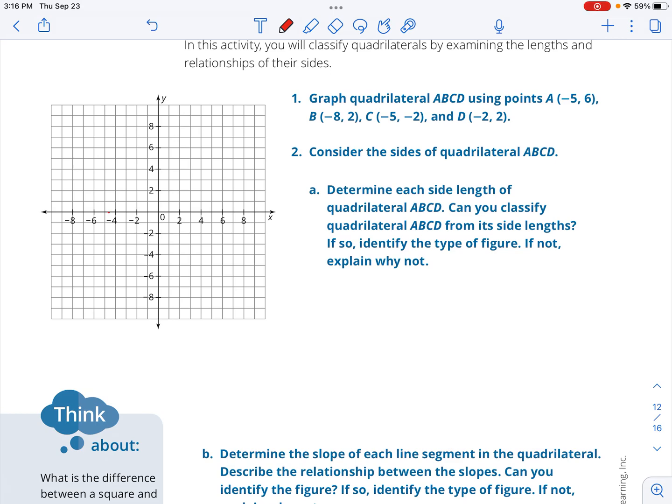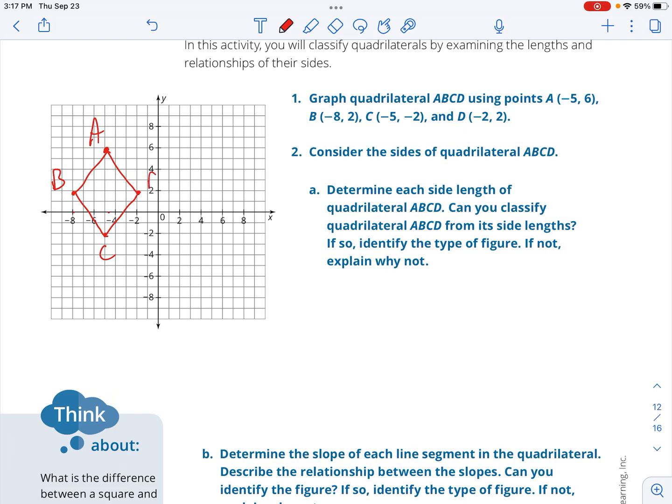-5, -5, 6, -8, 2, -8, 2, -5, -2, -2, 2. All right. So looking at the shape, I would say we're looking at possibly a rhombus, a square, or maybe just a parallelogram. So to narrow that down, find me those side lengths like they state in part A.